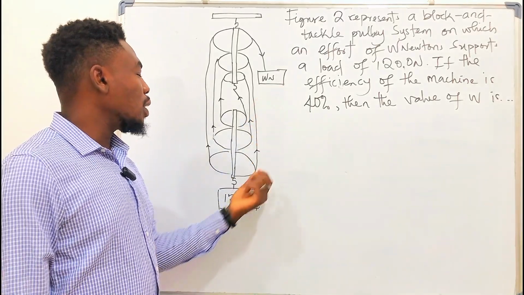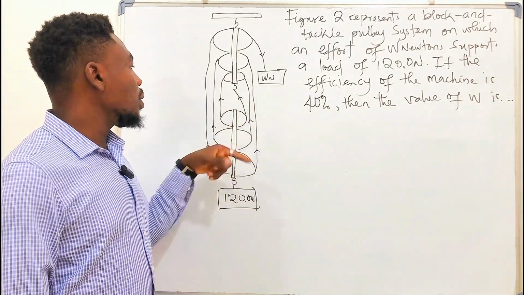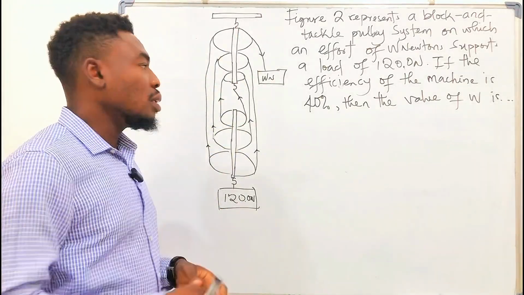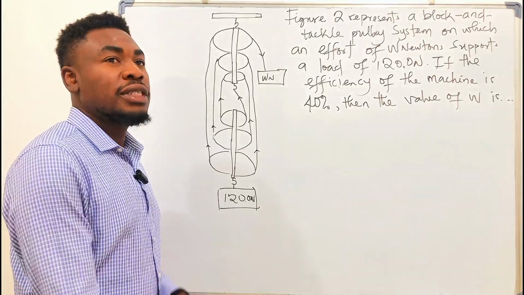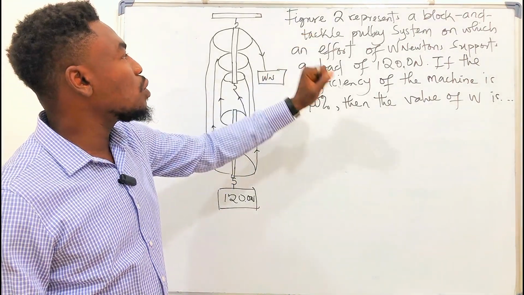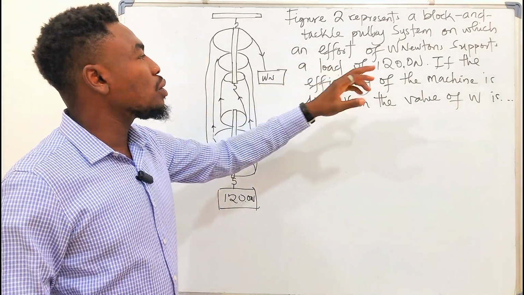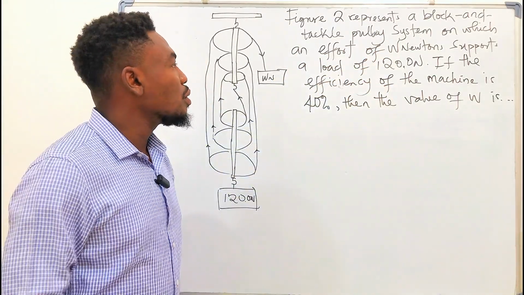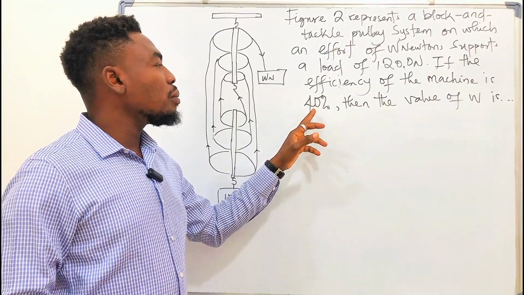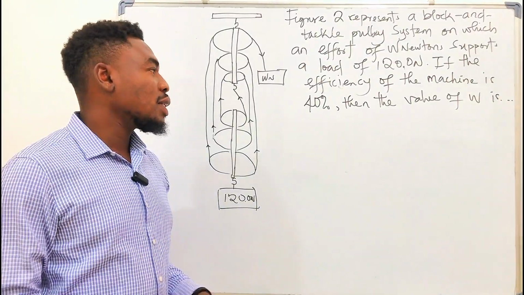So when you pull from here, the wheels will help you what? The wheels and the strings will help you lift up this load no matter how high the building is or no matter how deep the well is. So let's look at the question. It says figure 2 represents a block and tackle pulley system on which an effort of W Newton supports a load of 120 Newton. If the efficiency of the machine is 40%, then the value of W is dash.